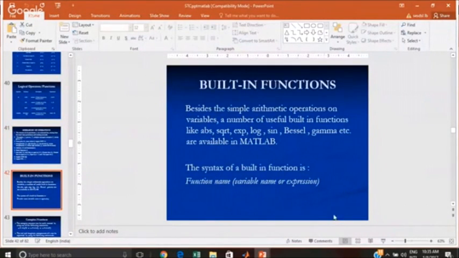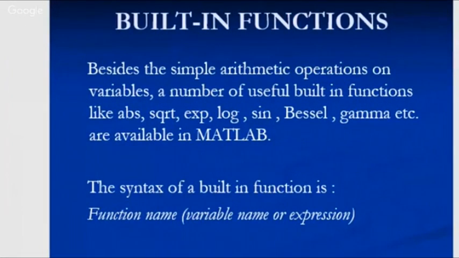Then you have the built-in functions. There are a number of built-in functions available. Besides the simple arithmetic operators on variables, a number of built-in functions like sine, absolute, if you want to find ABS, if you want to find the square root, SQRT, EXP, exponential, log, Bessel, gamma, all these functions are already available. How will you write? You write the function name and then the variable. If you want to find the square root, you write square root within brackets, and whatever variable you give, automatically it will find it.